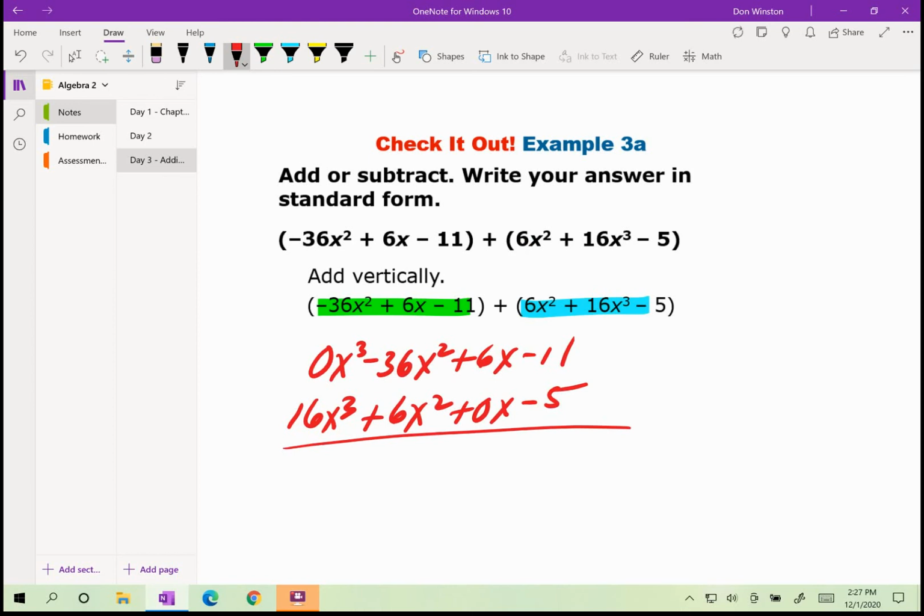Okay, so there. So again, notice I made room for those terms I didn't have in each polynomial. And so I just add. So now I have 16x cubed minus 30x squared plus 6x minus 16. Done.